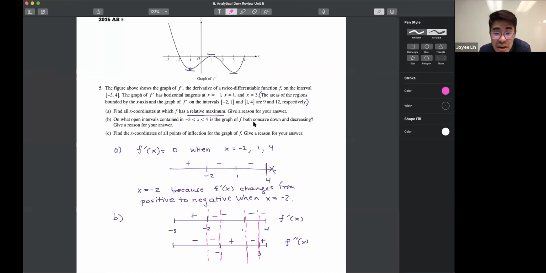We want concave down. That means we want f double prime to be negative, and then we want f prime to be negative. So we're trying to find the entire regions where we have two minus signs. This region right here works, and this region right here works. This is the one that has the two negative signs. So the answer to part B would be between -3 and -1, and between 1 and 3.